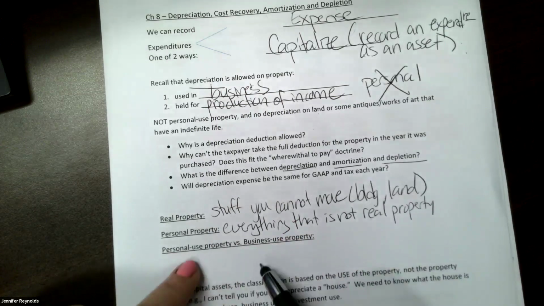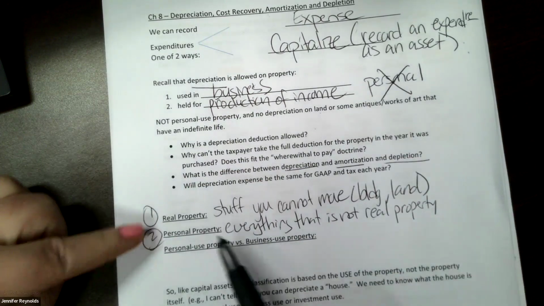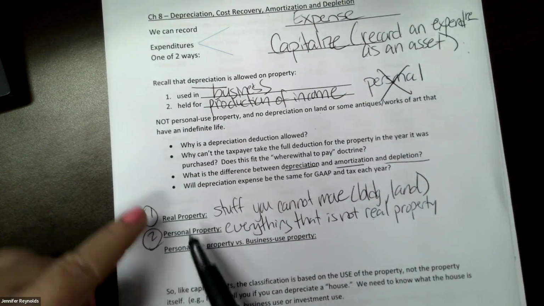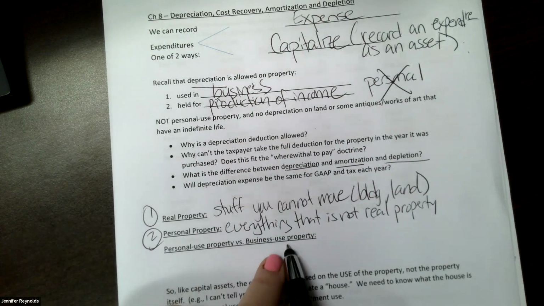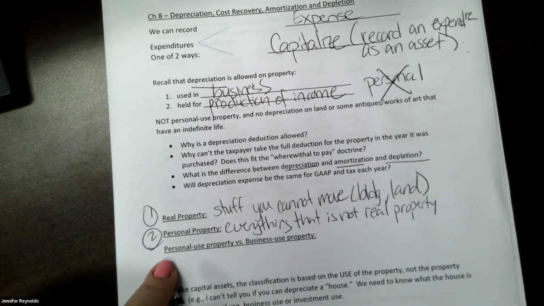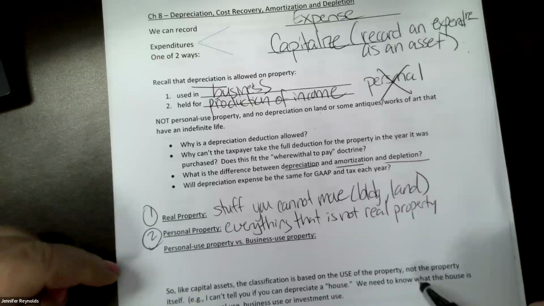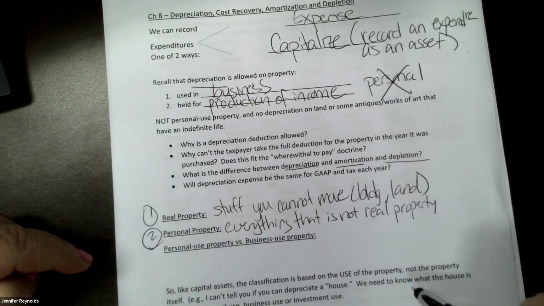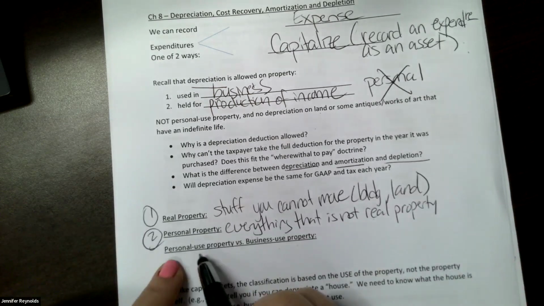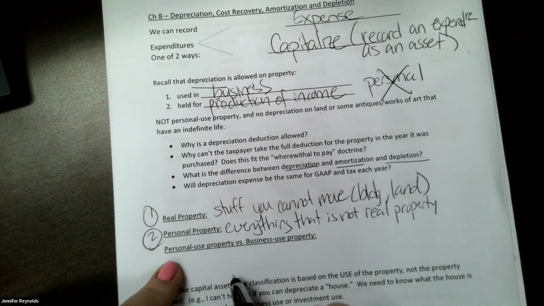Got it? Now, these are just 2 categories. Out of these 2 categories, you can either use these things for personal use or use these things for business use. I have a house I live in, and that is personal use, real property. I also have a rent house, and that is business use, real property. Okay. I have a car that I drive to work every day. That is personal use, personal property. But if I used that car only for my business, it would be business use, personal property.